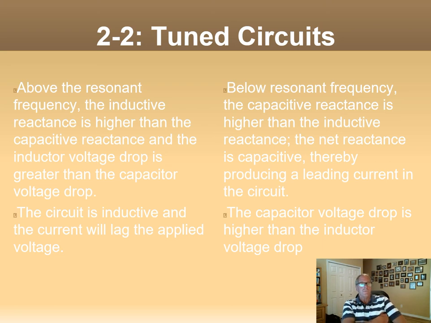So above the resonant frequency, what happens? The inductive reactance is higher, the inductor's kicking in, right? Capacitive reactance basically shorts out. You can take that out, replace it with a wire. The circuit is inductive. Below the resonant frequency, it's capacitive. The capacitor is starting to show some resistance, or reactance. The inductor's shorting out because it's getting closer to DC, right? So therefore, it's a capacitive circuit.